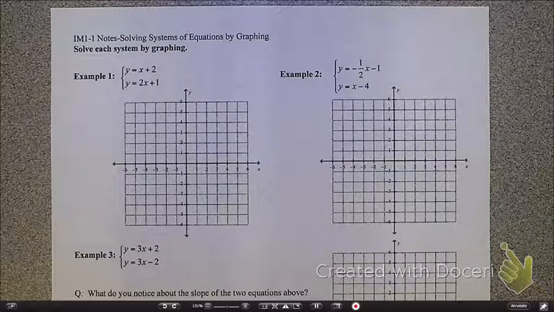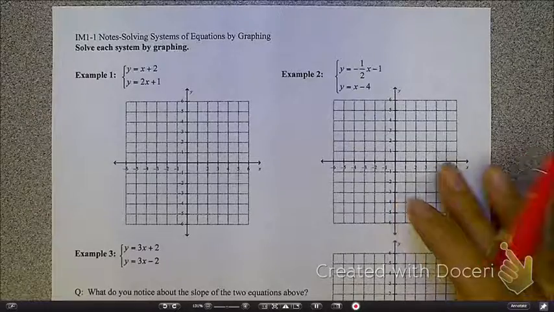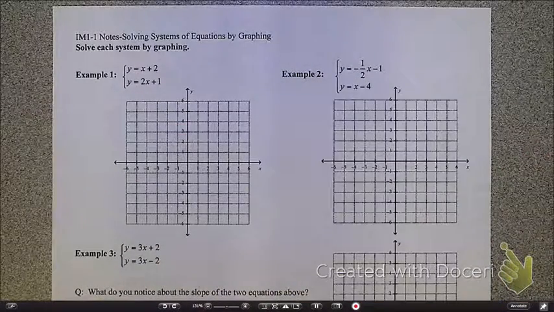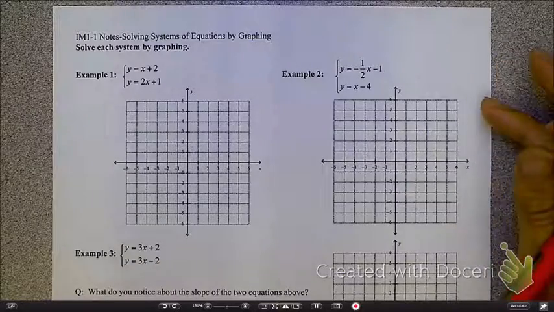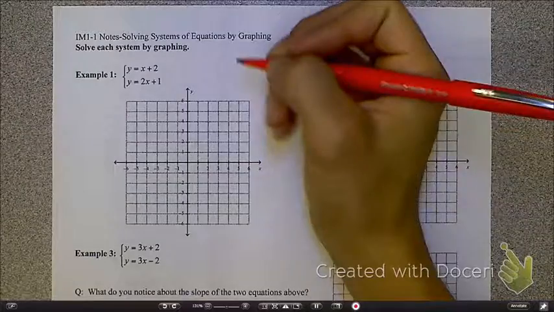Okay, so everyone should be on this front side of their note-taking sheet. We'll do the first example together. Then I'll let you guys do the second example on your own, and then you can check your work. So let's go through this first example together.